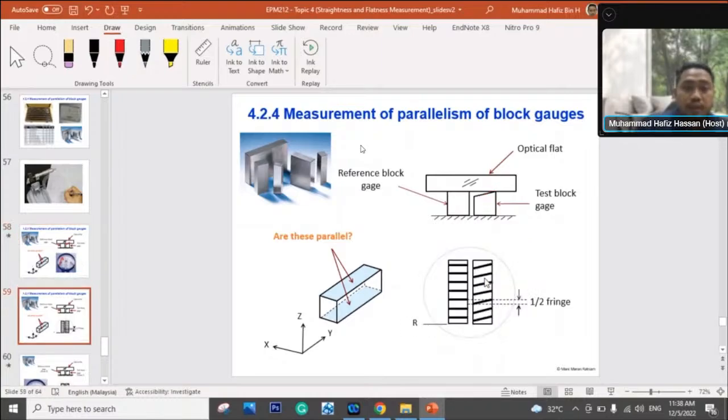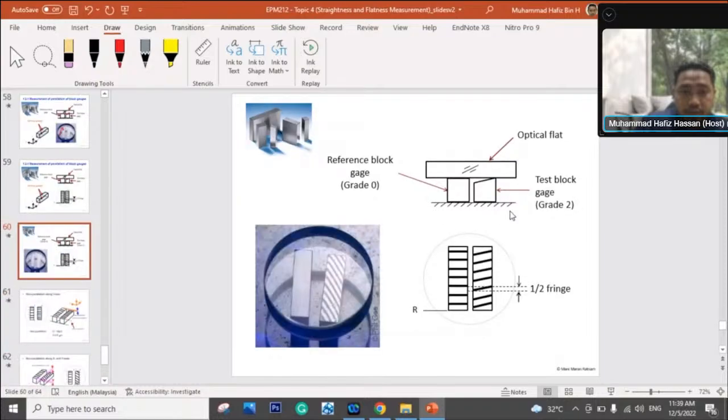So next we go to this. They have a half fringe on that. You can see, in terms of parallelism, we can also identify it using the optical flat. So grade 2 explore a fringe. Okay.